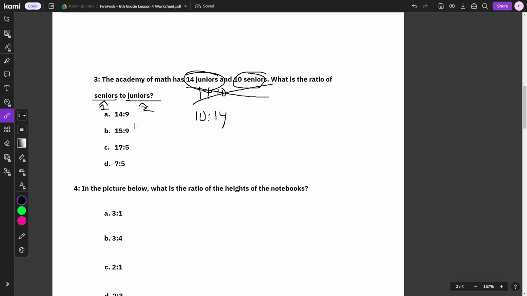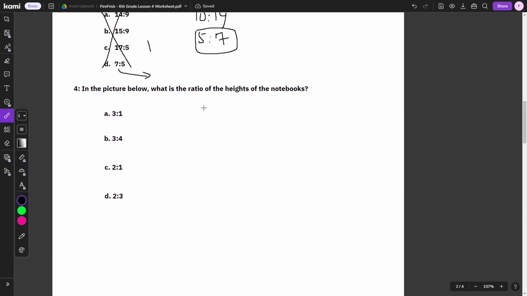But you can see that 10 to 14 isn't one of our answer choices. Well, let's divide both of these by their greatest common factor, which is 2. 5 to 7. 5 to 7 is the correct answer. It's not any of these. 7 to 5, it's a mistake that the worksheet maker made. 7 to 5 is a mistake because that would be juniors to seniors, but it's seniors to juniors.